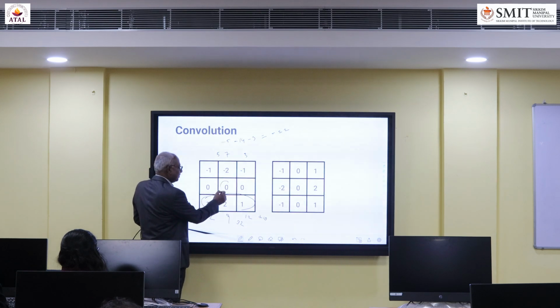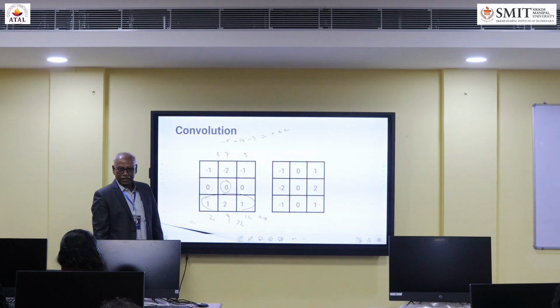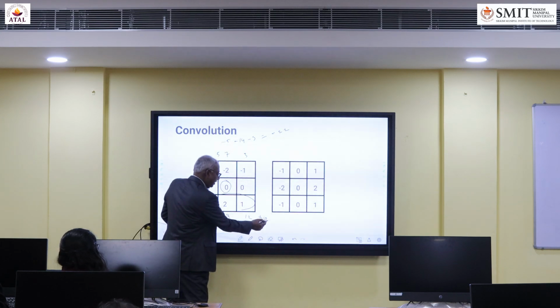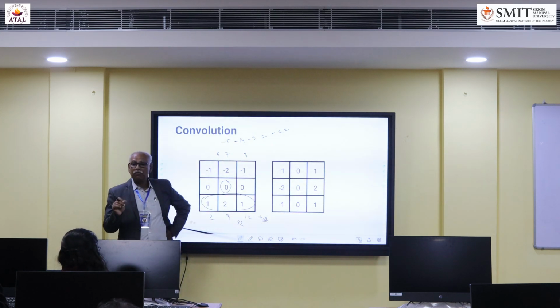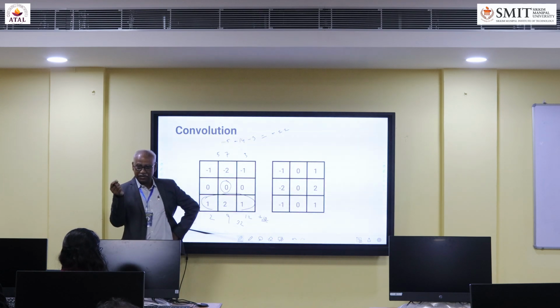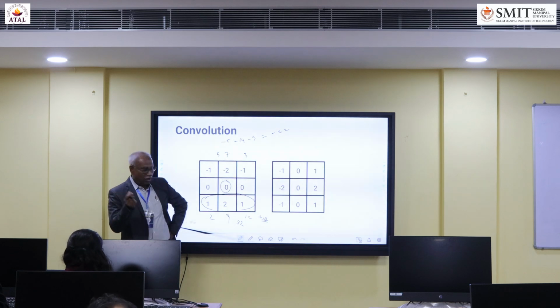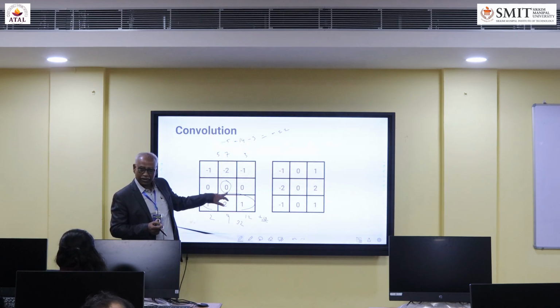This is the center location. At the center location, the value that you are getting is the strength of the edge point, how strong the edge is. So that is the strength that you get at this point.